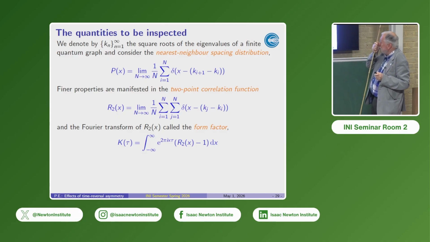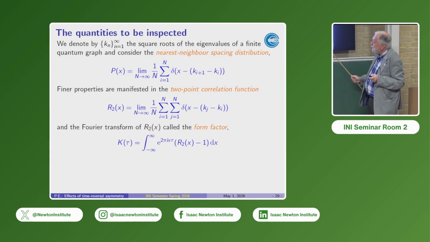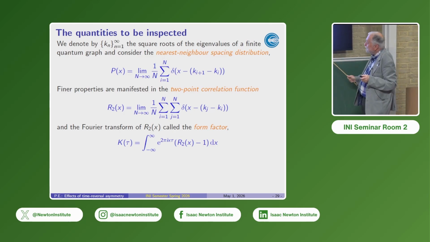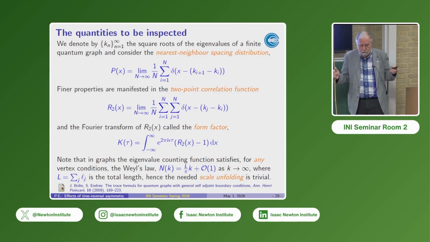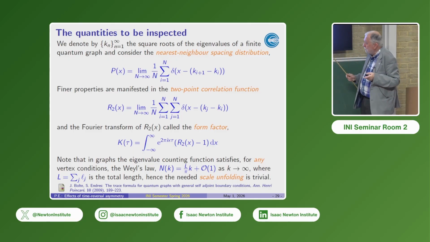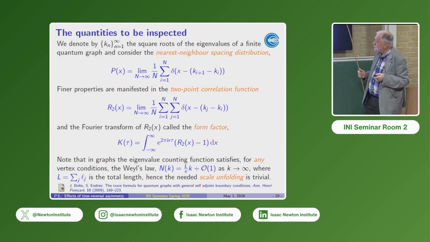So the quantities we consider are the nearest neighbor spacing, which everybody knows, and the two-point correlation function, which is not a probability measure. There is no n squared here. And its Fourier transformation is the form factor. As usual in quantum chaos, you have to unfold the spectrum. But here it is trivial because we know that in graphs the Weyl law is like that, even if the vertex coupling is non-trivial. So no unfolding is needed.